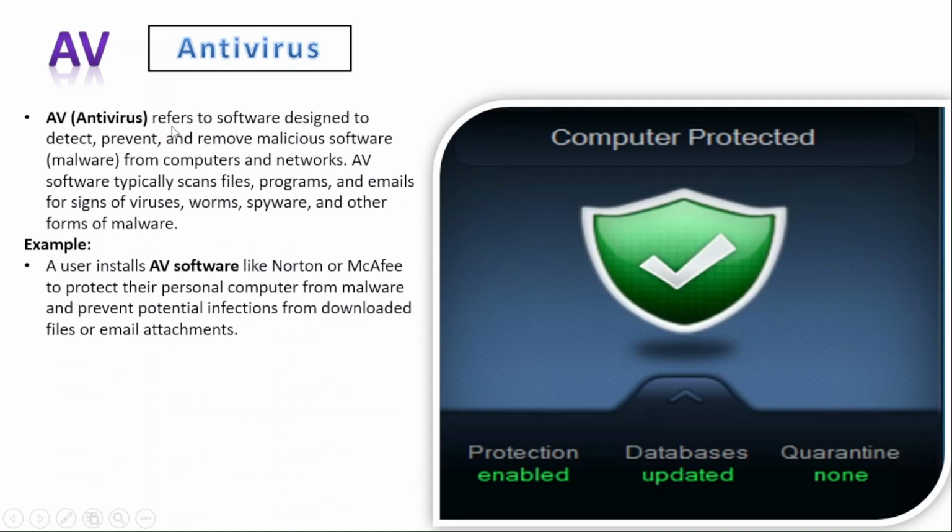AV, that is antivirus. So AV, or antivirus, refers to software designed to detect, prevent, and remove malicious software, that is malware, from computers and networks. AV software typically scans files, programs, and emails for signs of viruses, worms, spyware, and other forms of malware. Example, a user installs AV software like Norton or McAfee to protect their personal computer from malware and prevent potential infections from downloaded files or email attachments.